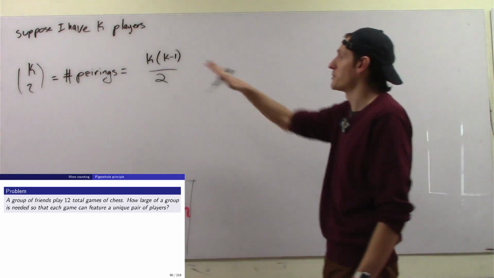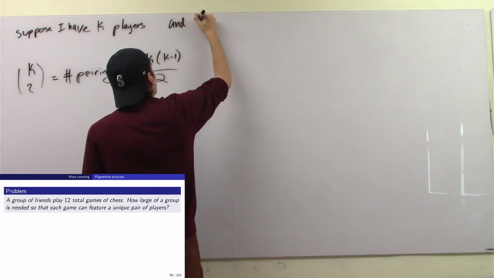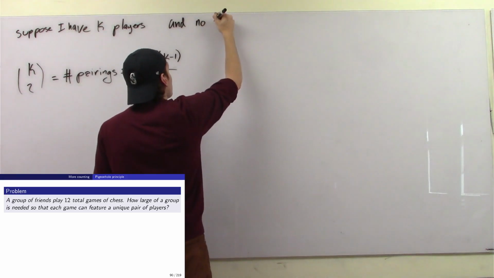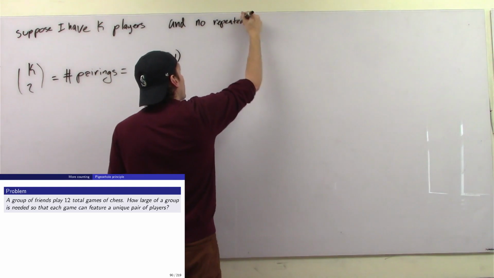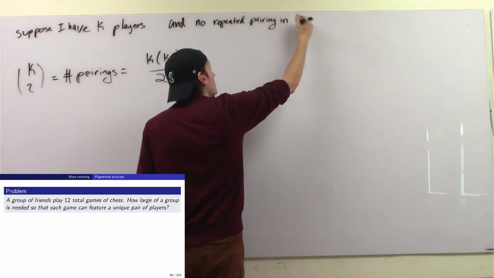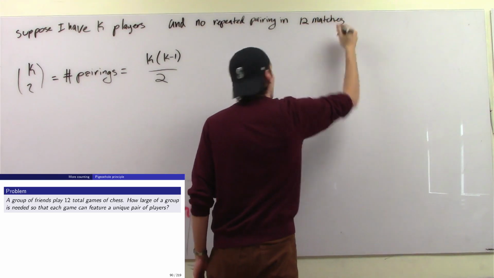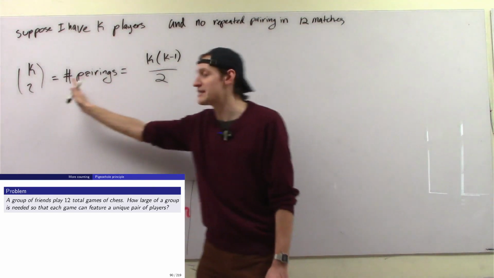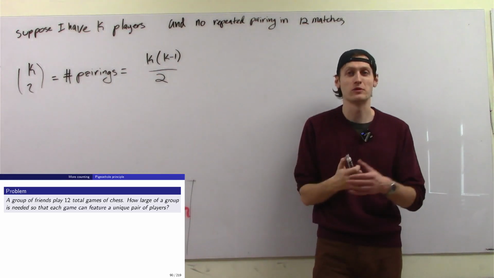Okay, so suppose I have K players and there will be no repeated pairing in 12 matches. What would happen if K choose 2 was less than 12, like if it was 11? Pigeonhole principle would guarantee that there would have had to be a repeat.